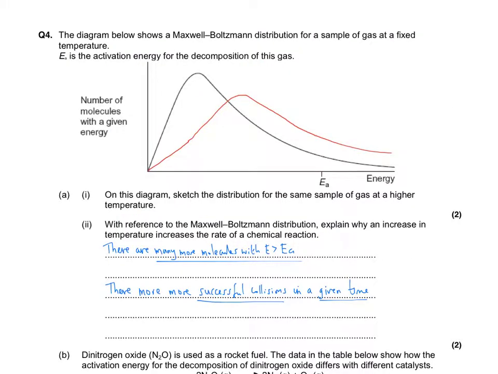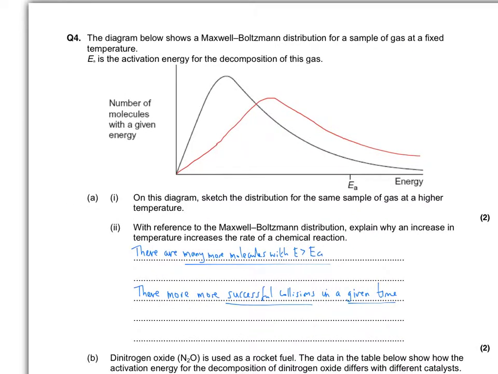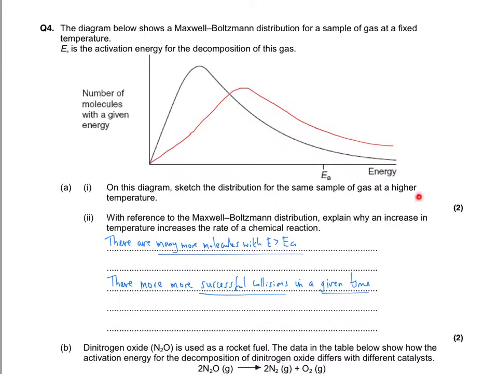In question 4, we're asked to draw the Maxwell-Boltzmann for a higher temperature. This is the original temperature. At a higher temperature, the average energy is greater, so the peak is shifted to the right. There are more particles with energy greater than activation energy in this region here. But because we've got more particles with greater energies here, it means the peak is a lower height here.